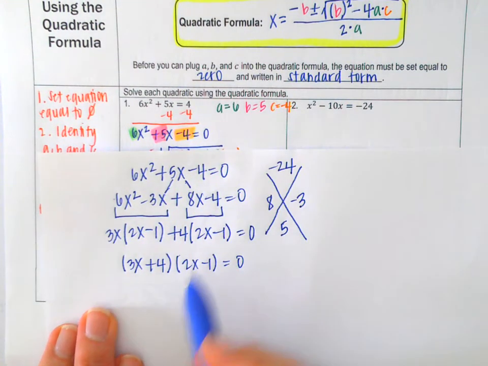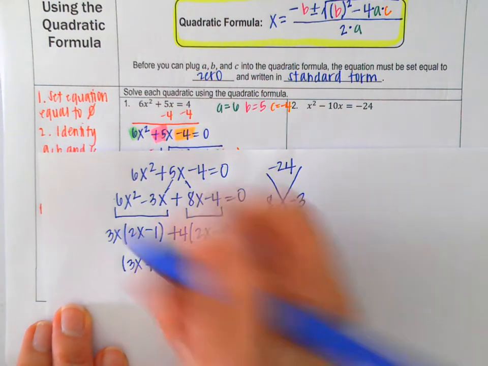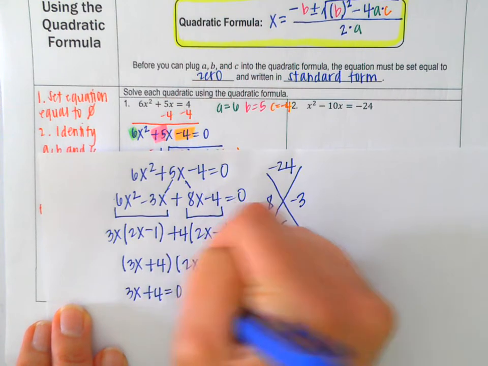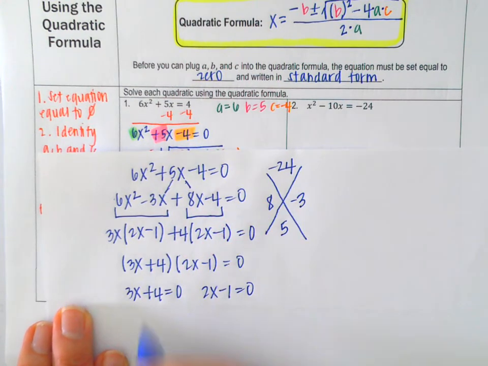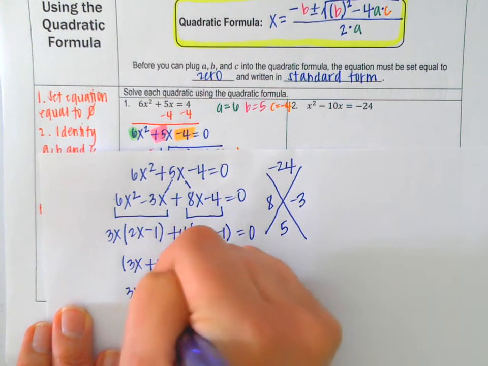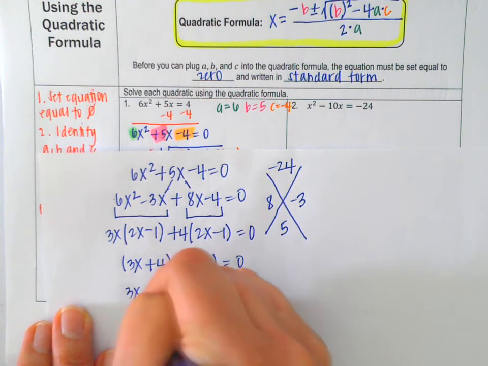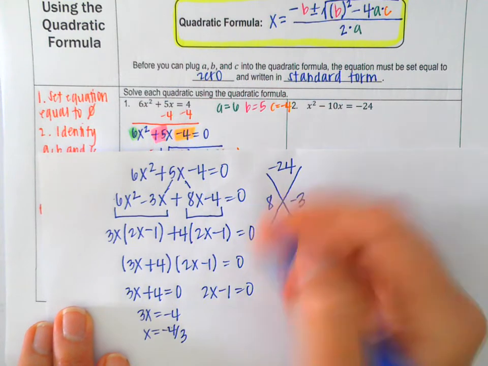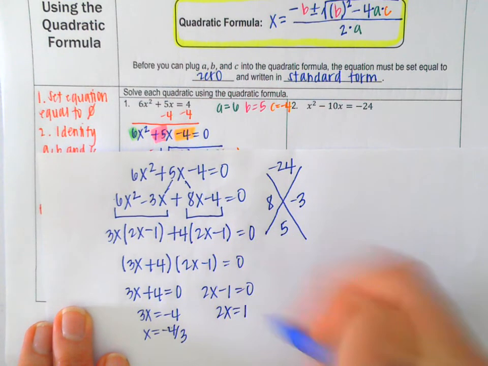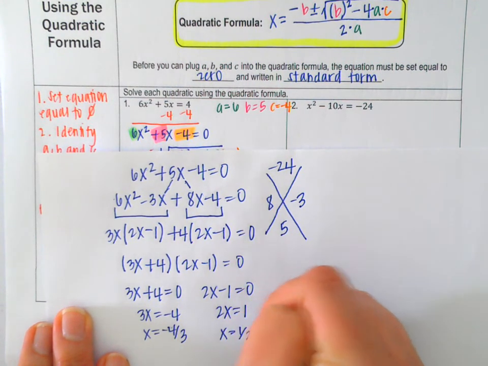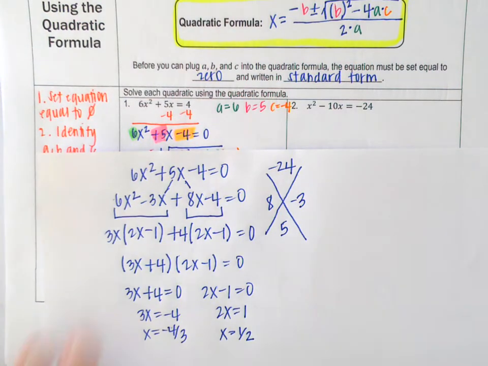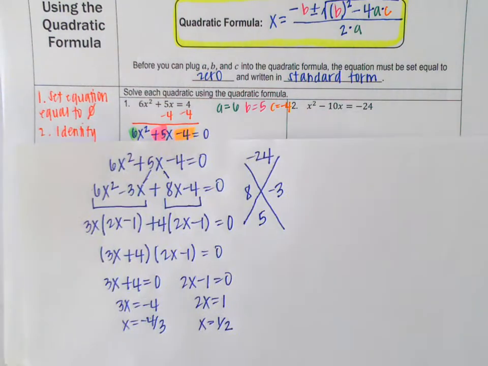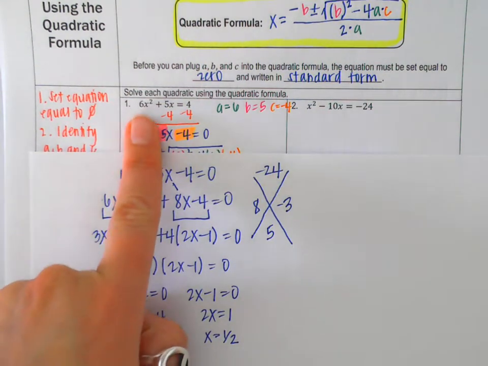With factoring, once it's completely factored, we can set each factor equal to 0 and solve for x. So subtract 4, divide by 3, and I get negative 4/3. Add 1, divide by 2, and I get 1/2. And so those solutions are the exact same solutions I got here. So this one was actually factorable.